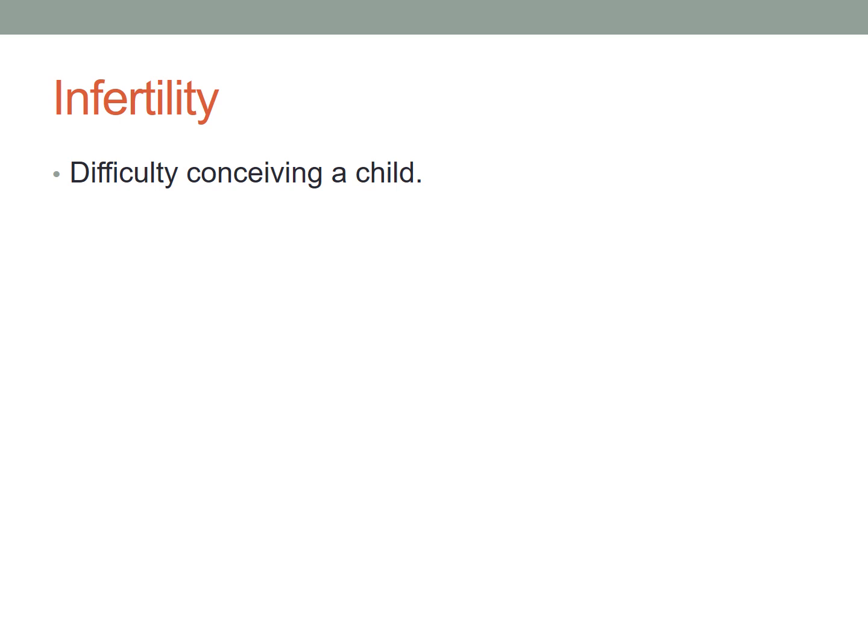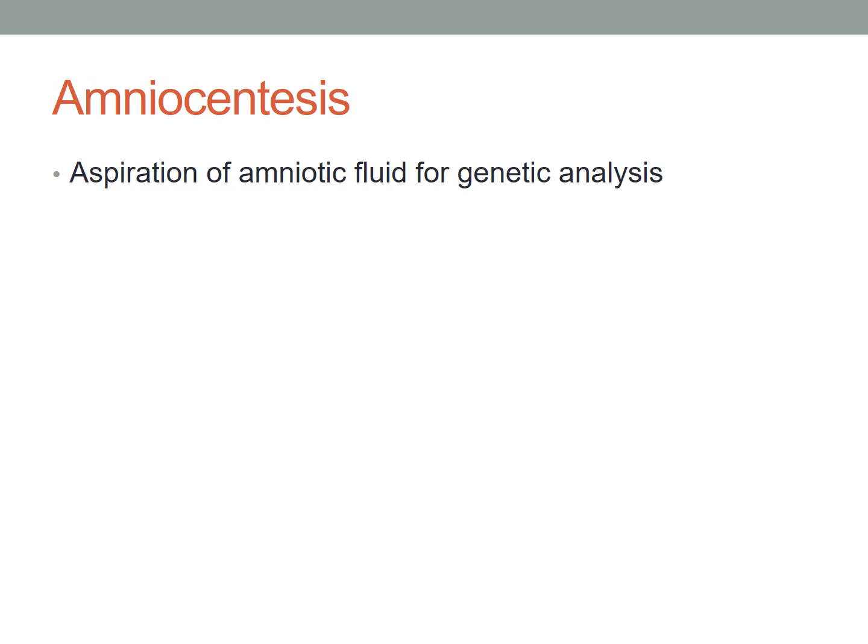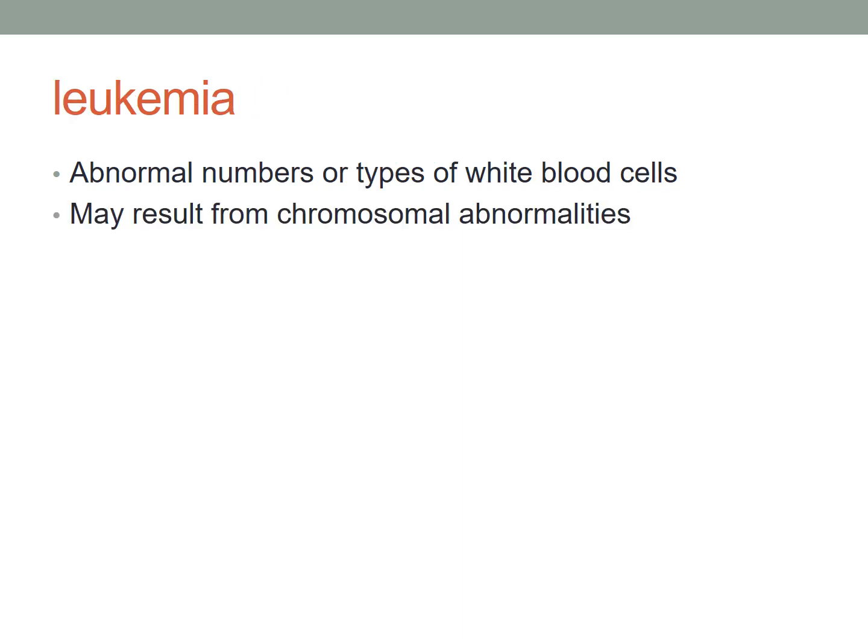The condition in which a man or woman has difficulty conceiving a child is called infertility. Infertility can result from chromosomal abnormalities. The technique in which fetal cells are obtained from the fluid surrounding the fetus, or amniotic fluid, to be used in genetic analysis is called amniocentesis. There exists a group of cancers involving the abnormal growth of white blood cells. This is called leukemia.